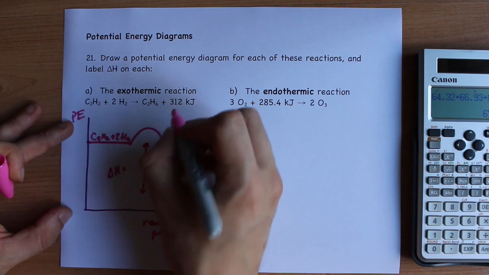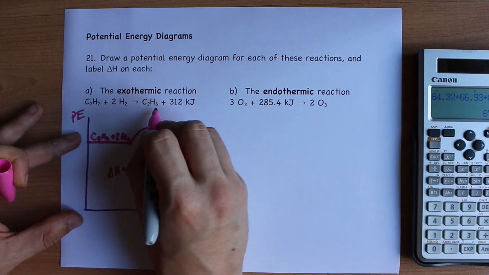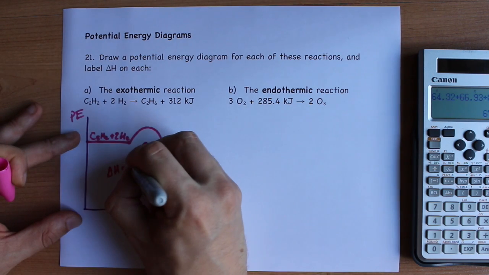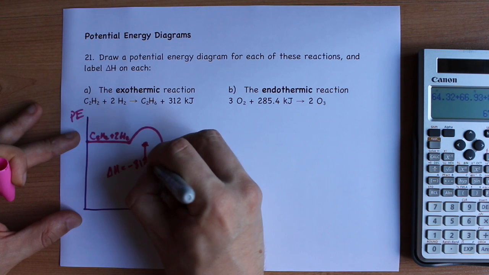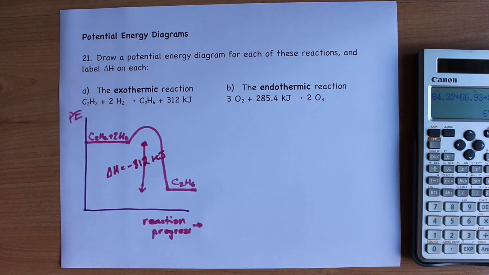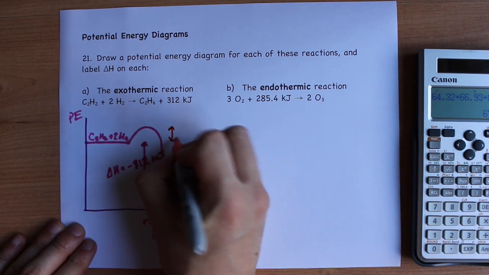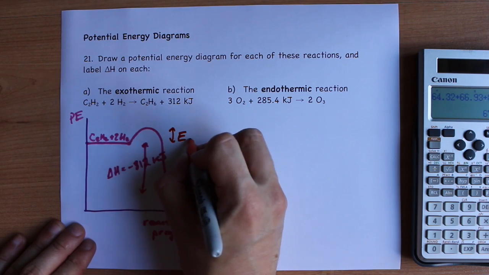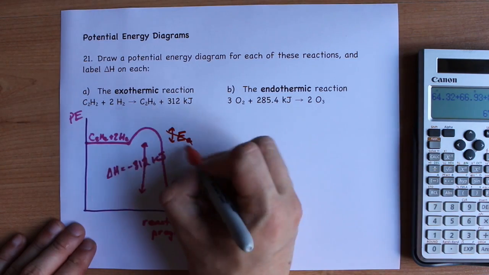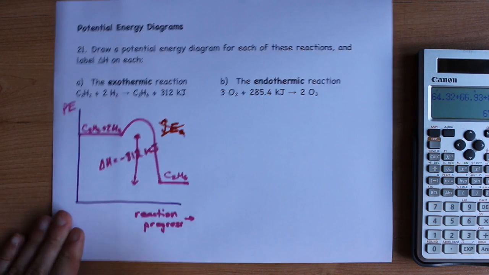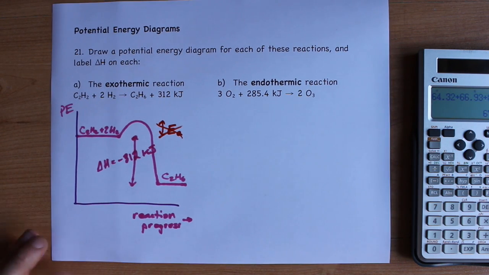In this case, it is 312 kilojoules formed as a product, so it is negative 312 kilojoules right there. If you're into kinetics, or maybe even just biology, you'll know that this amount here is the activation energy for the reaction, but I didn't ask you about that, so you don't have to put it into this particular diagram.